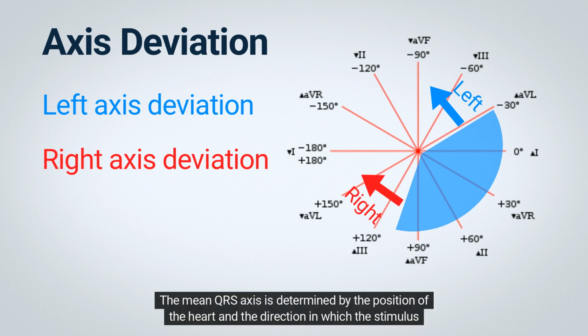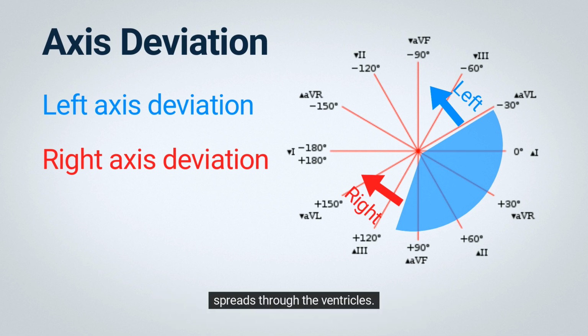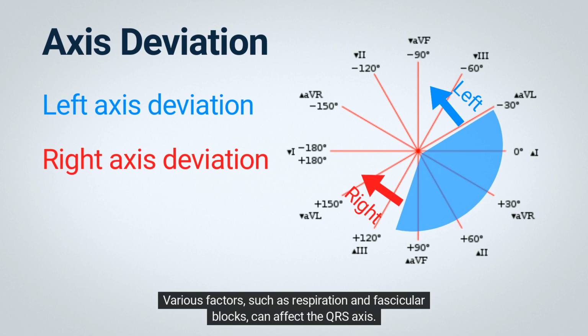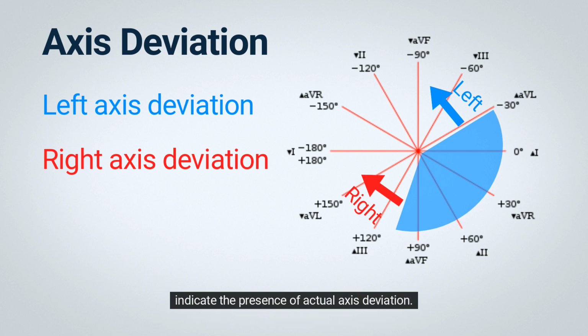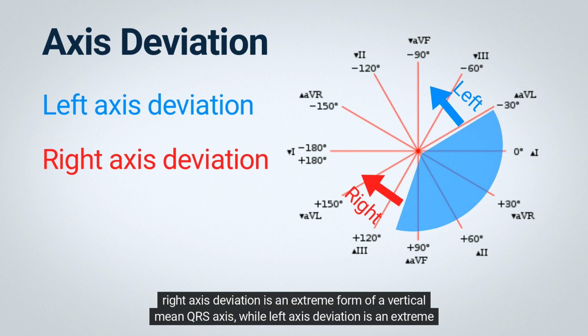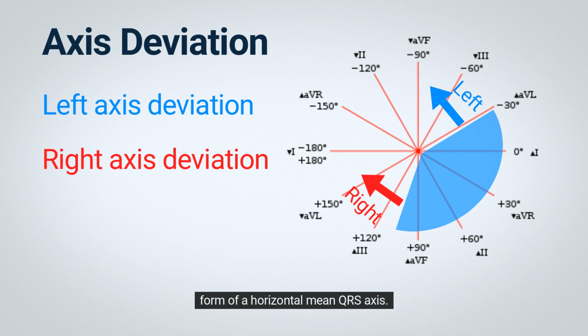The mean QRS axis is determined by the position of the heart and the direction in which the stimulus spreads through the ventricles. Various factors, such as respiration and fascicular blocks, can affect the QRS axis. The terms electrically vertical and horizontal heart positions are qualitative, and they do not necessarily indicate the presence of actual axis deviation. Right axis deviation is an extreme form of a vertical mean QRS axis, while left axis deviation is an extreme form of a horizontal mean QRS axis.